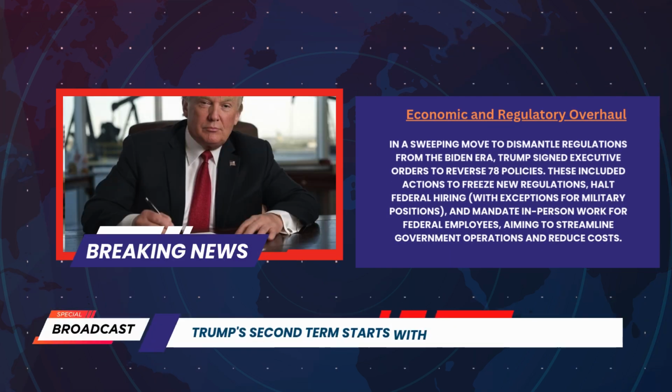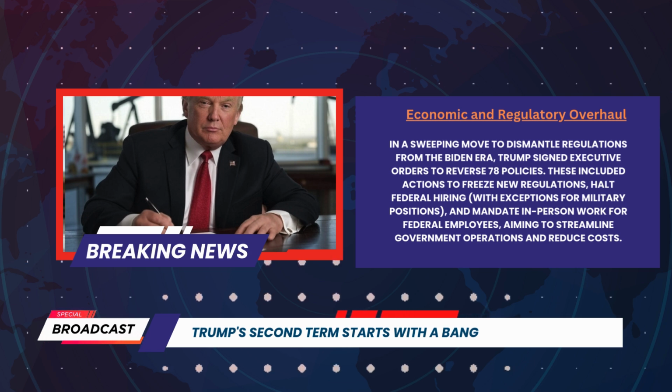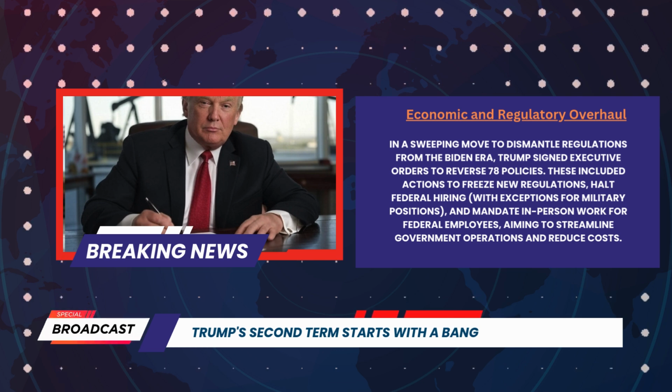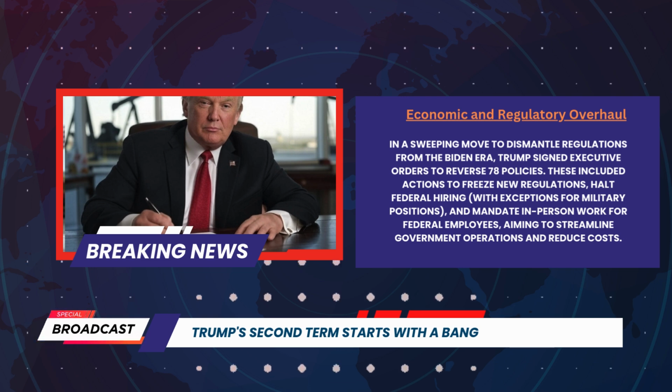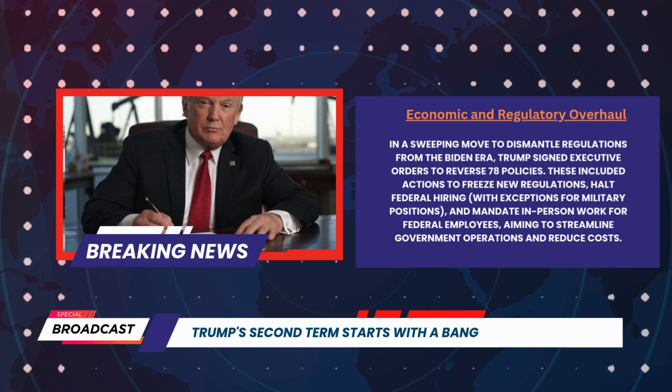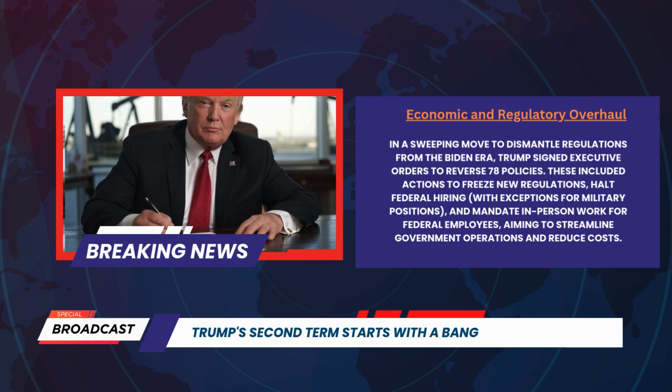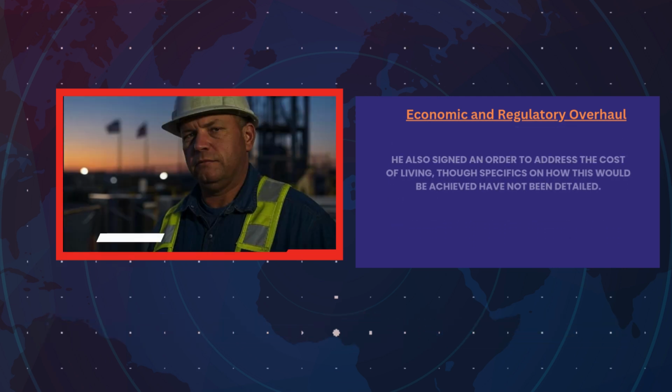Economic and regulatory overhaul. In a sweeping move to dismantle regulations from the Biden era, Trump signed executive orders to reverse 78 policies. These included actions to freeze new regulations, halt federal hiring, with exceptions for military positions, and mandate in-person work for federal employees, aiming to streamline government operations and reduce costs.